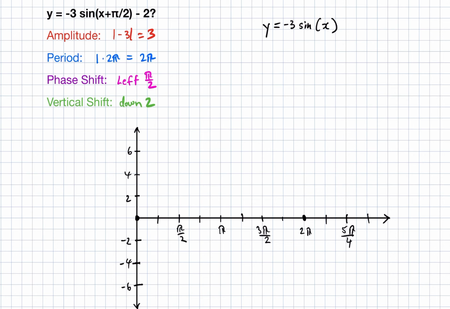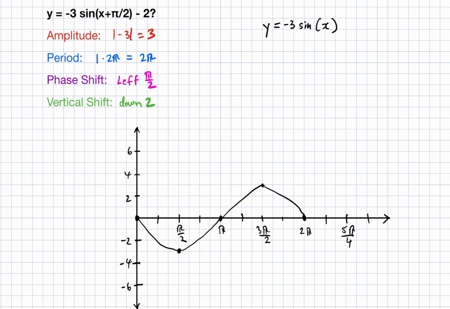That means we're going to plot a point here at pi over 2. And then at pi, it hits 0. And at 3 pi over 2, it goes all the way up to 3. Okay, so our base function would look something like this.